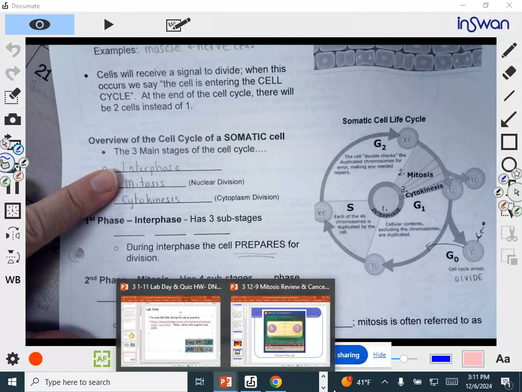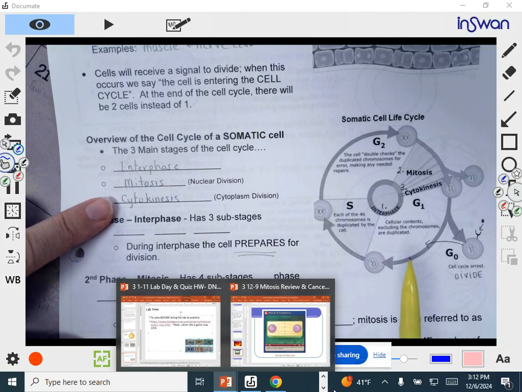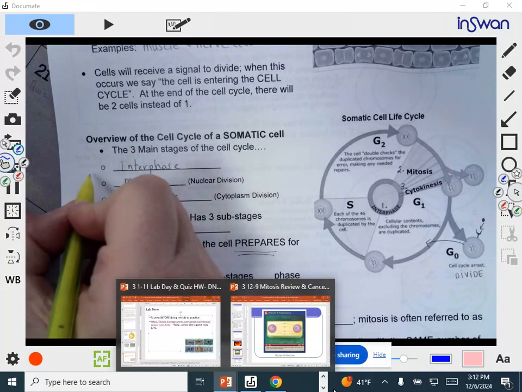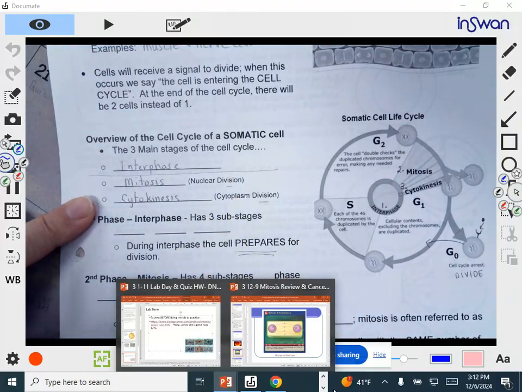The majority of the time is just preparing, packing everything up, making sure you have enough boxes and people to help when it's time to move. So this cell is going to prepare to divide, and it's going to be doing that all throughout interphase. If everything is good to go, then the cell's actually going to divide. So really, these 2 stages down here have to do with the division part.